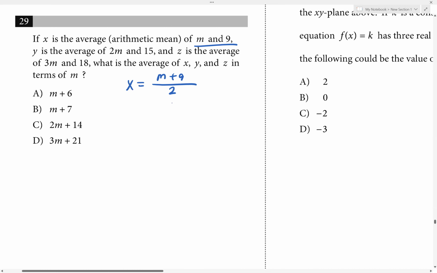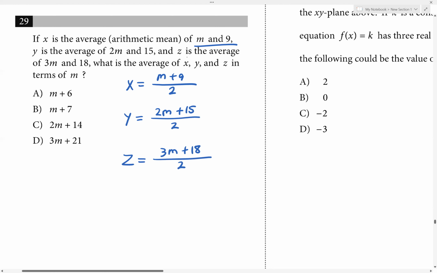And then similarly, y is the average of 2m and 15. So we had to add them together: 2m plus 15 divided by 2, because we have two things here. Add them up, divided by 2, and that should give us a y value. And similarly, z is the average of 3m and 18. So we'll do 3m plus 18 divided by 2. Okay, so our two numbers, add them up, divided by 2. That gives us the average.